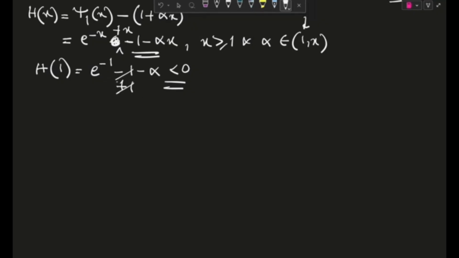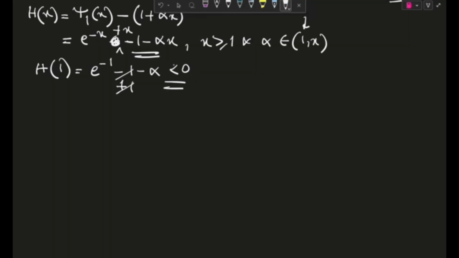So 1 by 2.3 is 0 point something, very small, and alpha belongs to 1 comma x, and x is greater than or equal to 1. So basically 0 point something minus a value which is 1 point something, or maybe greater than 1, whatever. So obviously this thing will be negative.